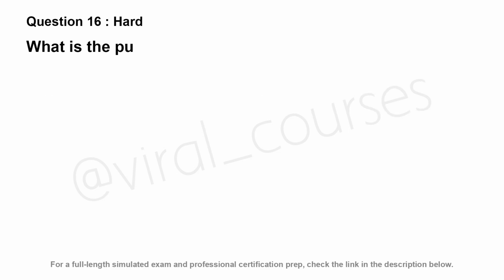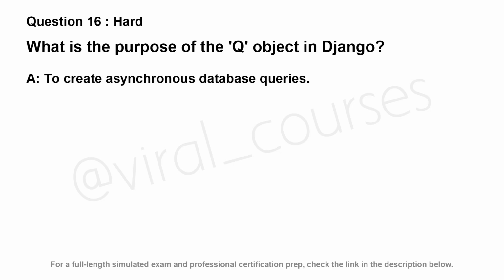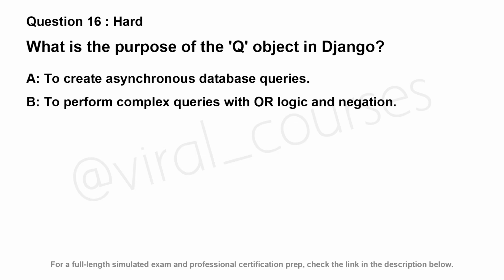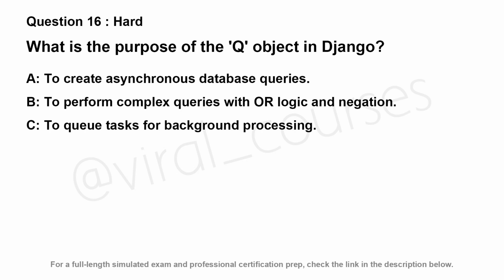What is the purpose of the Q object in Django? Option A. To create asynchronous database queries. Option B. To perform complex queries with OR logic and negation. Option C. To queue tasks for background processing. Option D. To handle large file uploads in chunks.